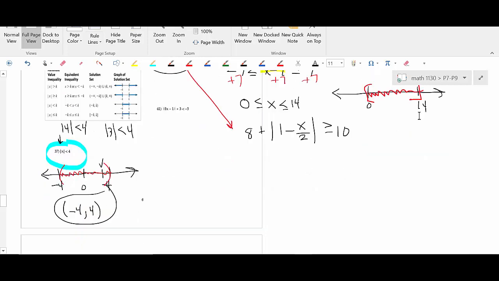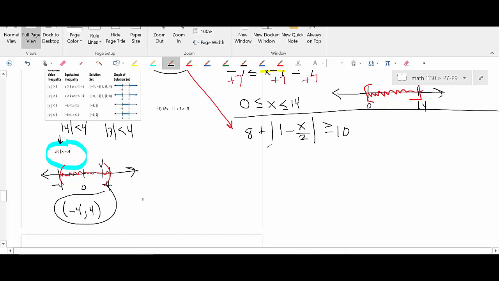Okay, so let's go through and just finish up by doing this problem right here. First thing you want to do is what? Isolate. The 8 doesn't need to be there. The 8 needs to go the other side. So you would have absolute value of (1 minus x) over 2 greater than or equal to 10 minus 8, like that. Okay, that's going to give you the absolute value of (1 minus x) over 2 greater than or equal to 2, like that.